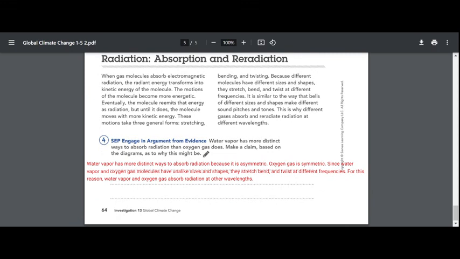All right, so for question 4, it states that water vapor has more distinct ways to absorb radiation than oxygen gas does. Make a claim based on the diagrams as to why this might be. So what do you guys think?